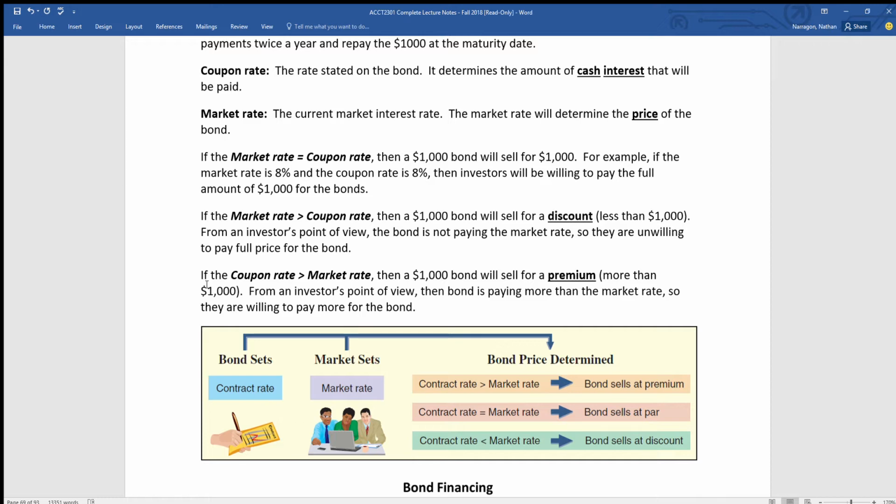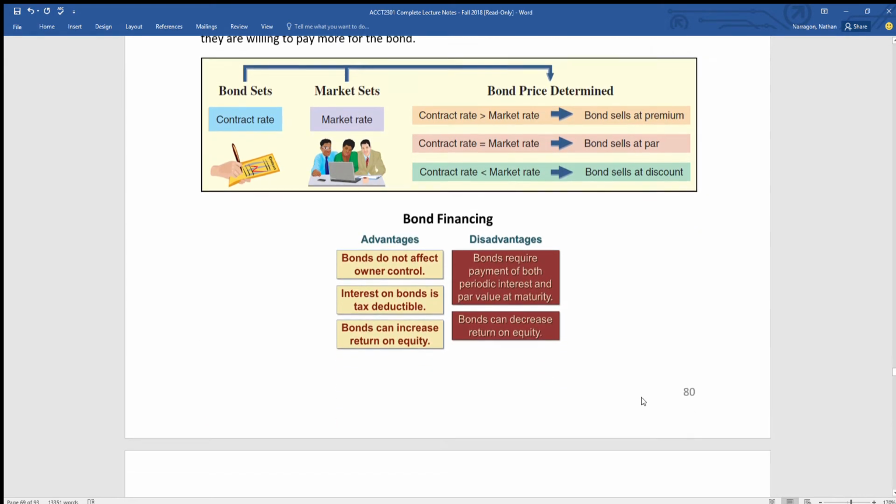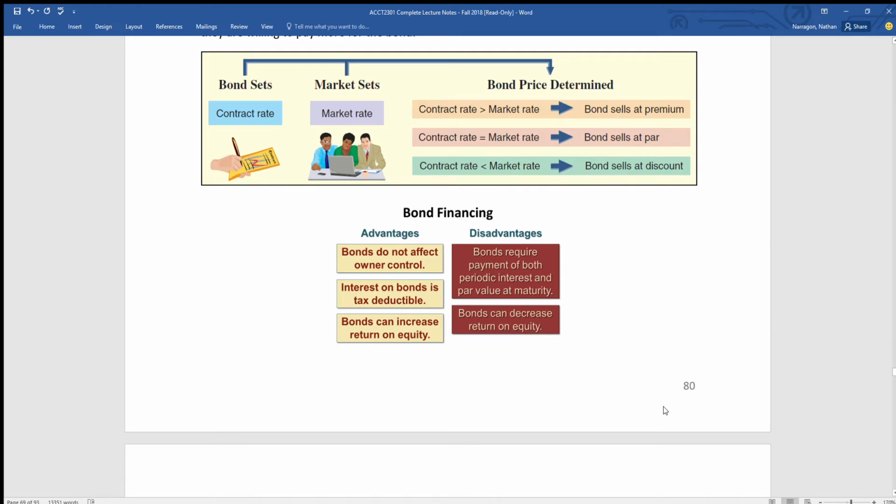And sometimes, I mean, we do have this happening. So again, you've got this nice little graph right here: coupon rate, market rate, and the three scenarios. So we're going to get into how to journalize a premium, how to journalize at par, and how to journalize at a discount. So, y'all thought you were getting out of journaling. No. It's still coming.